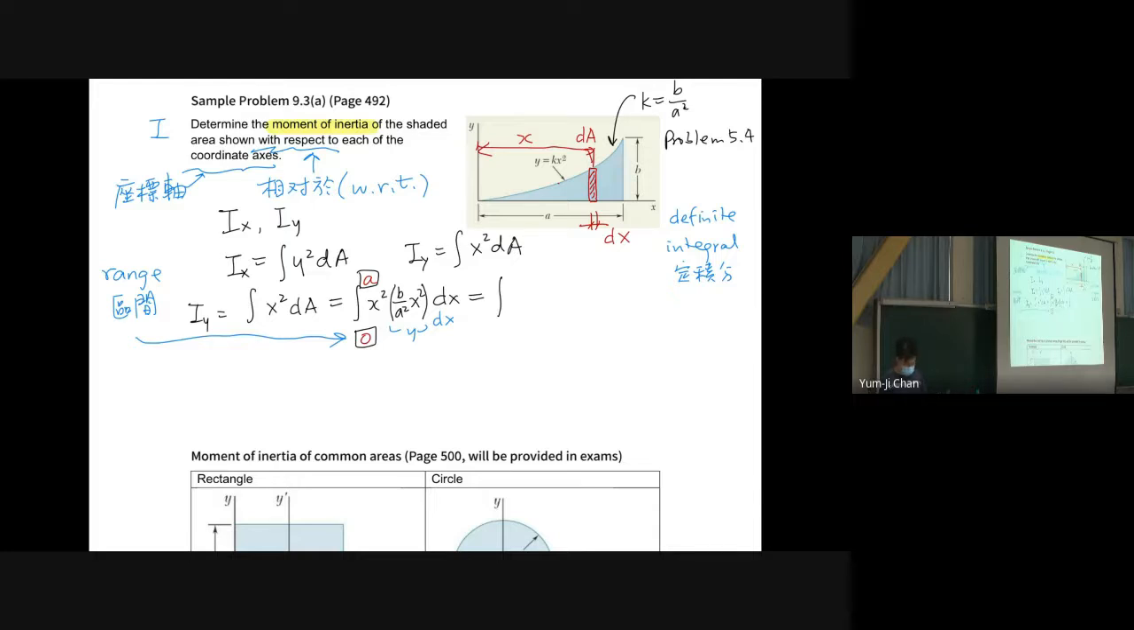Therefore, from here we have b over a squared x to the power 4 dx. And this is our answer for Iy. I think you know how to do that part, right?